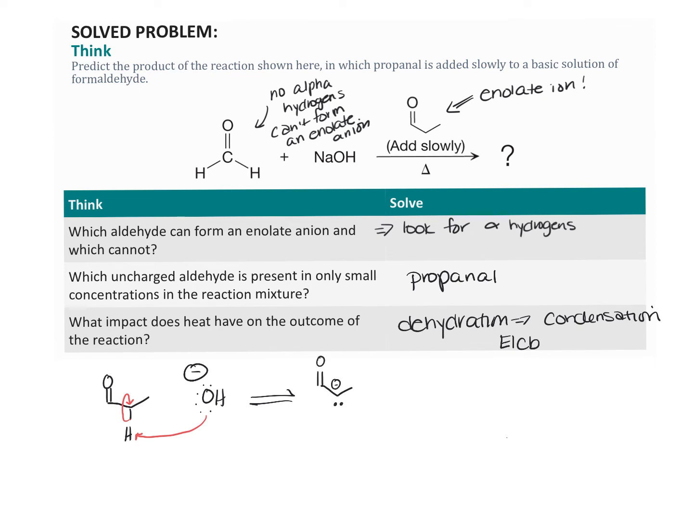We've got our enolate ion. It's going to react here. So these electrons are going to come down. They're going to attack that carbonyl carbon. Those electrons are going to pop up there, right? And now we have our aldol product.